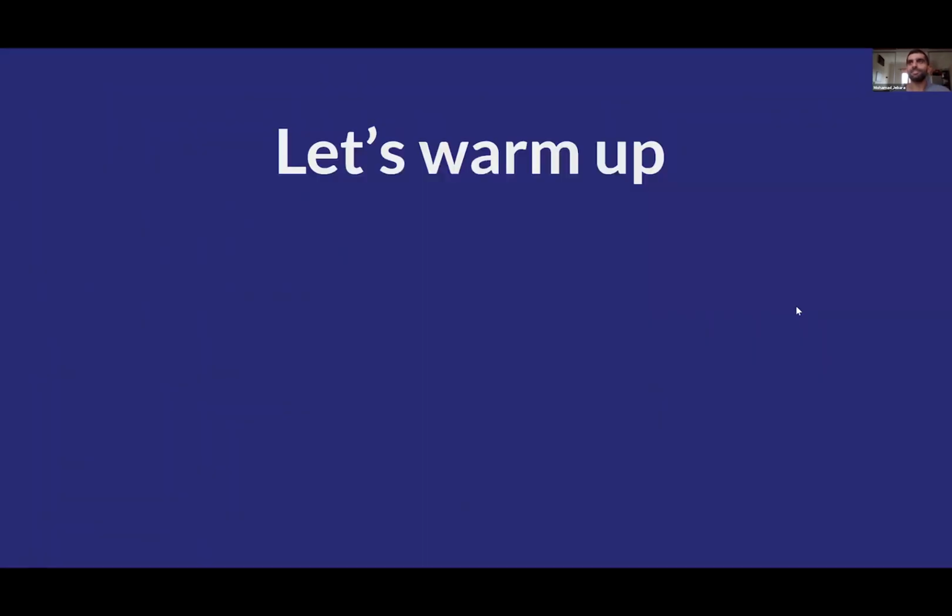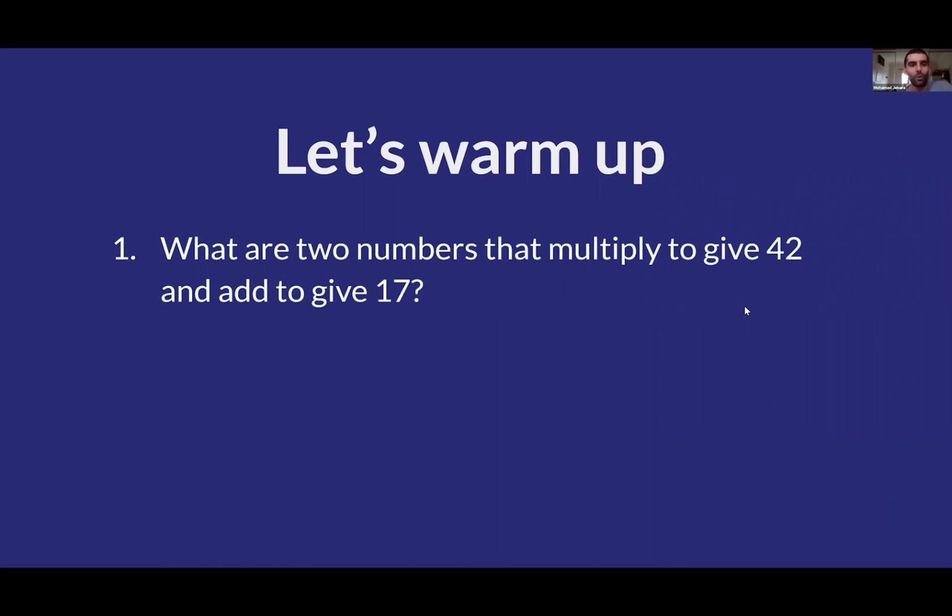All right, now let's warm up, get that brain ticking over. First question of the day, you're going to need this for getting good at factorisation, which we're going to talk about later. So what are 2 numbers that multiply to give 42 and add to give 17? Don't give it away in the chat just yet. Okay, have a think about it. Hopefully you've got your answer. I'm going to launch a poll.